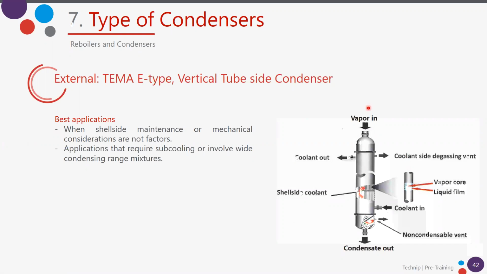So when this vapor gets condensed, we have the condensate out at the bottom of the exchanger, and we have a small baffle in this part and a nozzle to be able to take out the non-condensable gas vapors.